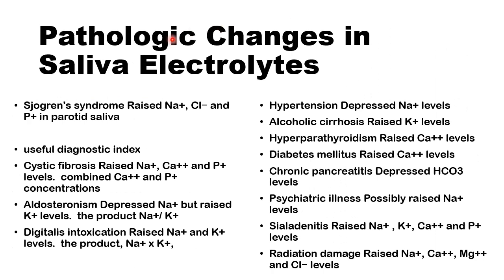Pathologic changes in saliva electrolytes would usually reflect a defect in the duct cells of the salivary secretory unit. For example, in Sjogren's syndrome, where duct cells are damaged first, you would find a raised level of sodium and chloride ions. These are the ions that are meant to be absorbed by functioning tubular ductal cells.